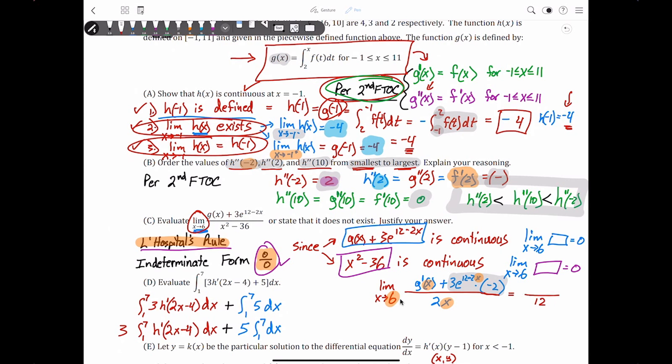Well, 12 minus 12 is 0. E to the 0 is 1. Times this negative 6, if you will, because 3 times negative 2 is negative 6. I'm going to be subtracting 6 there.